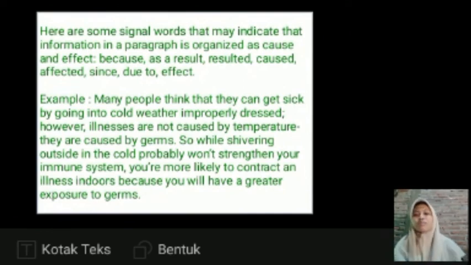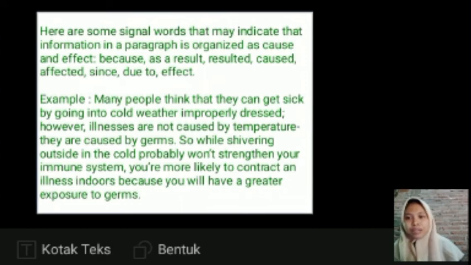Here are some signal words that might indicate that information in a paragraph is organized as cause and effect. They are because, as a result, caused, affected, since, due to, and effect.